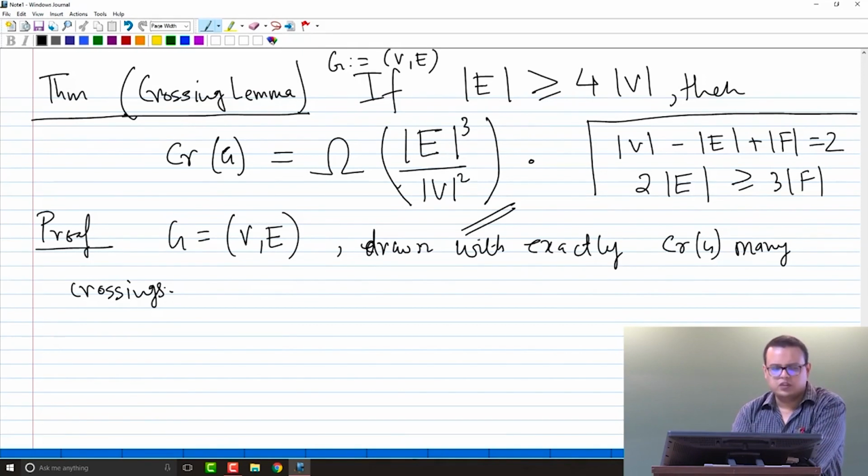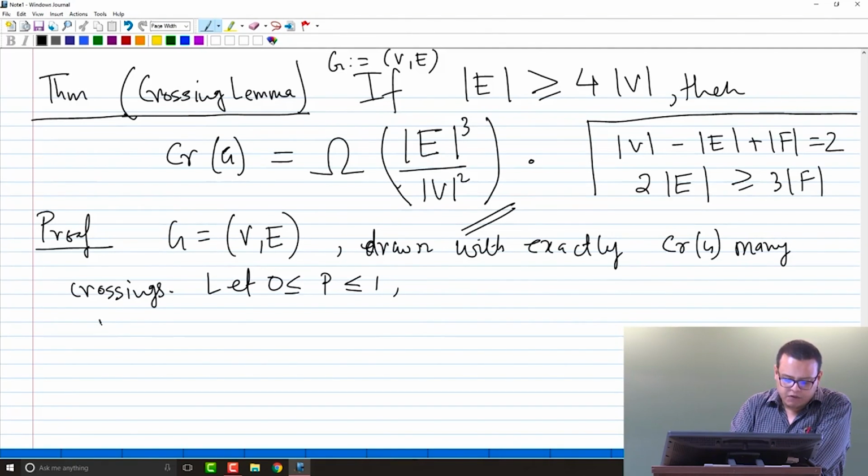So now what I do is the following. Let p be a number between 0 and 1. I will sample the vertices of the graph independently. What do I mean? I will select each vertex with probability p. What is the probability of not selecting the vertex? 1 minus p. The set of selected vertices I will denote by V_p.